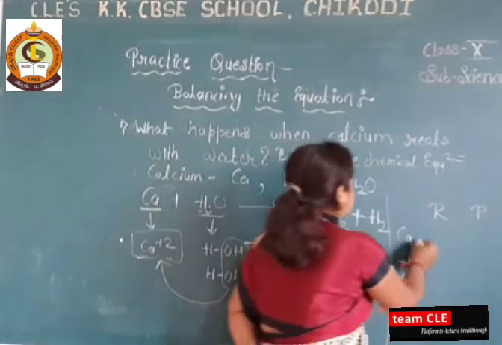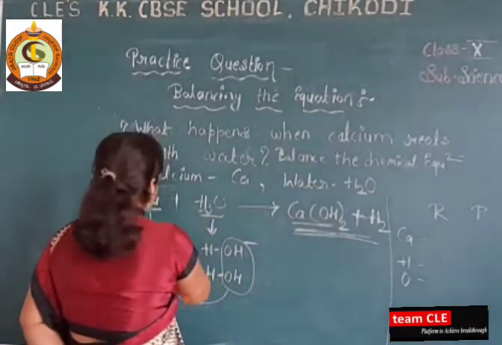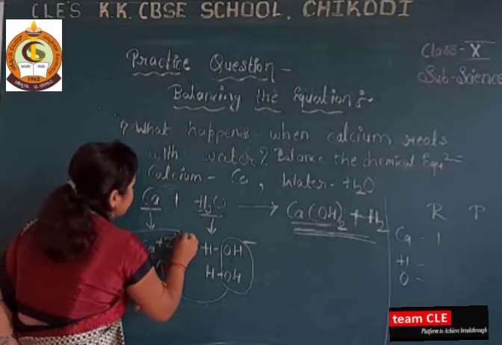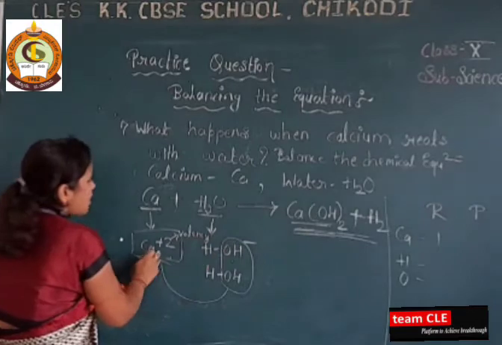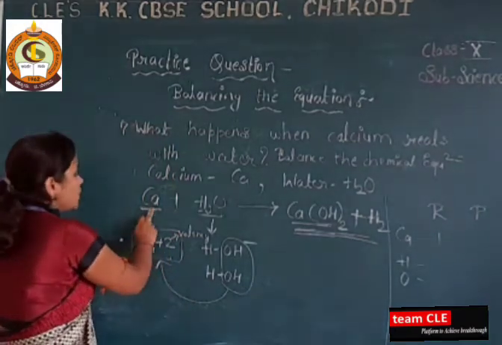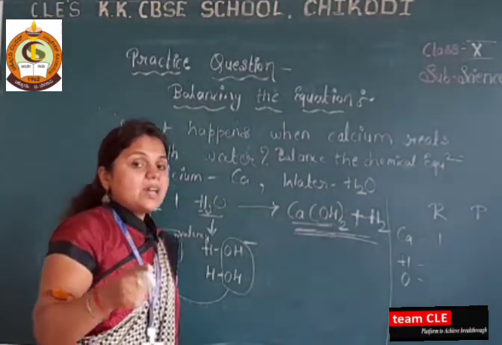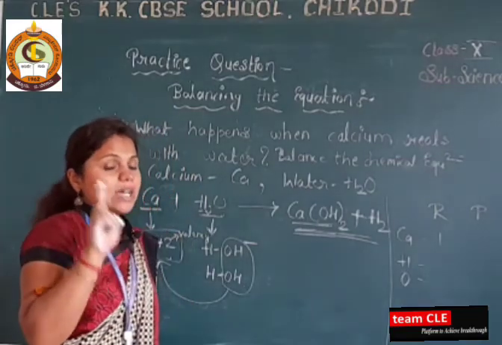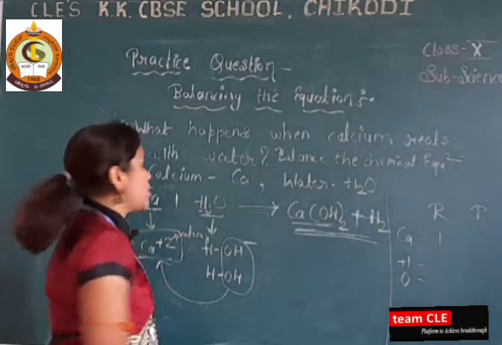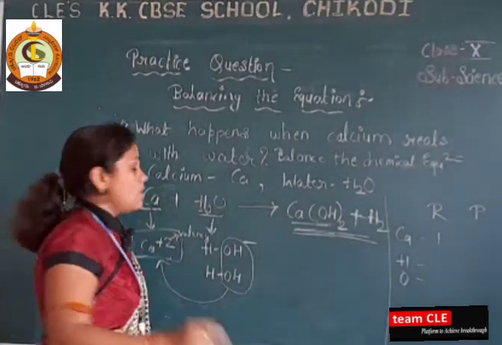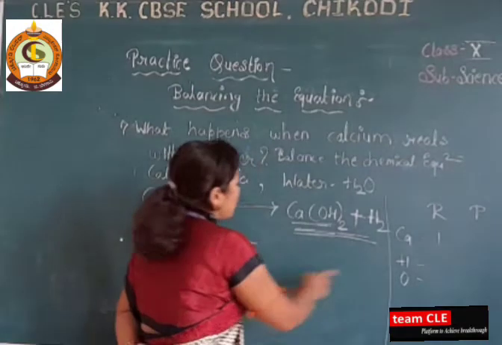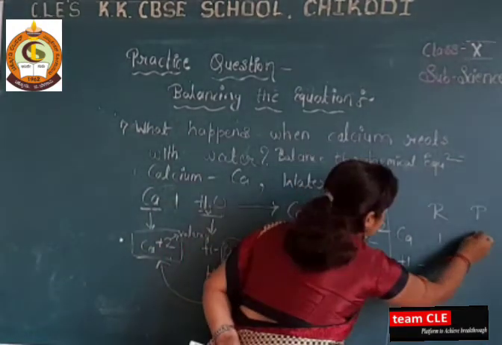So how many calciums are there? In the reactant only 1. Here we are talking about only the valency. This is valency 2, not the number of atoms. Don't get confused. Calcium is only 1, but calcium has how much valency? It is 2. So for making the bond with calcium, we need 2 hydroxides. So calcium is only 1 here, and in the product form again it is 1.